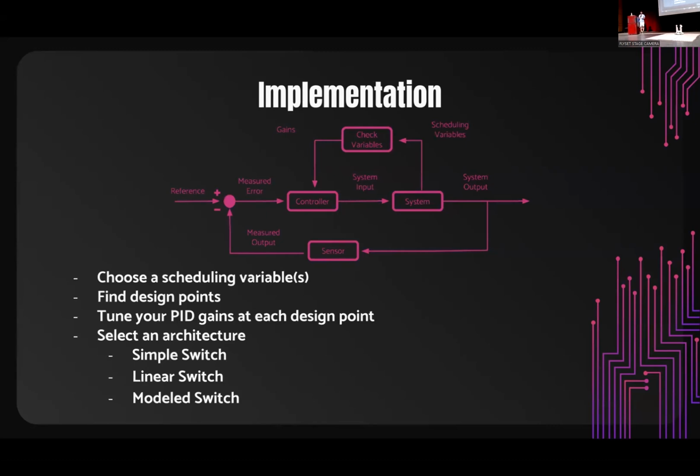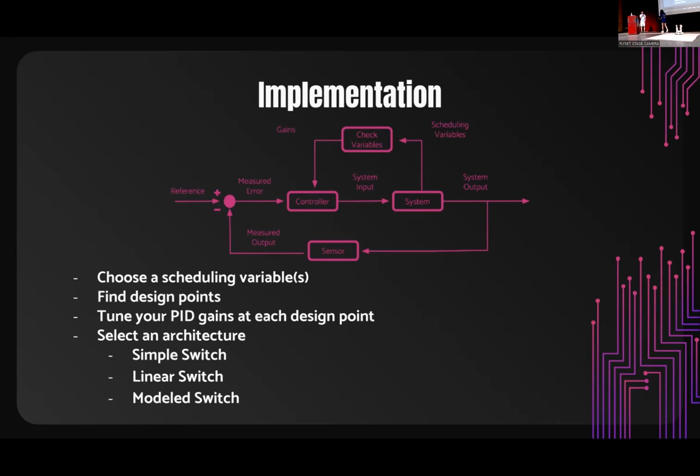Your design point is just points at your scheduling variable that you want to tune your PID gains at. So for us, that'll be the bottom of our slide and the top of our slide. The bottom of our slide is 0 and the top is around 1000. That's just an example. You can do this for, let's say, the yaw of your robot, pitch, an arm that extends from it, really anything.